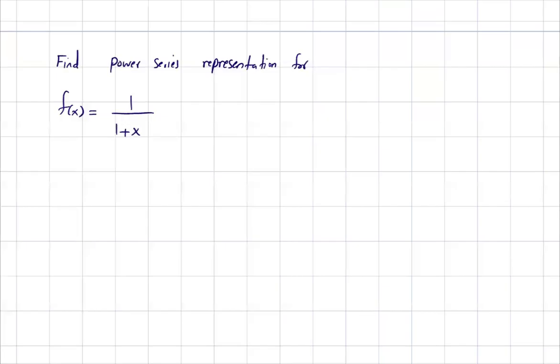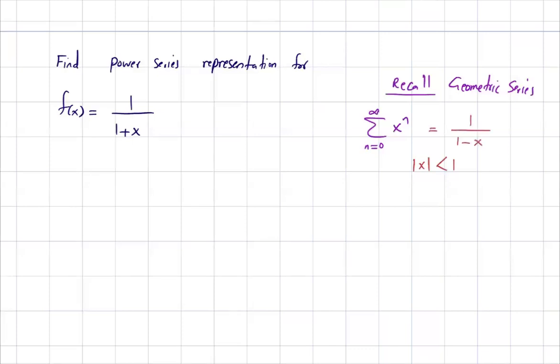Our goal is to find the power series representation for the function f of x, which is 1 over 1 plus x. Recall that for a geometric series, if you have the summation of x to the n, starting from 0 to infinity, as long as the absolute value of x is less than 1, this is convergent to 1 divided by 1 minus x.